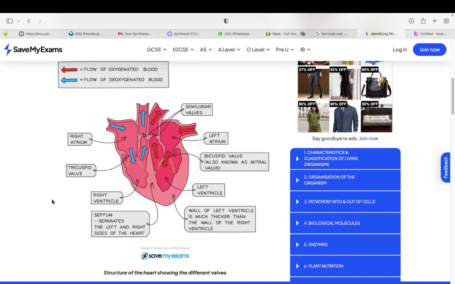Now from the rest of the body, the deoxygenated blood enters through the right atrium. Then this right atrium will contract. When the right atrium contracts, this tricuspid valve will open, and then the blood can flow into the right ventricle. Now, when the right ventricle contracts, this tricuspid valve will close. This tricuspid and bicuspid, they are both called atrioventricular valves.